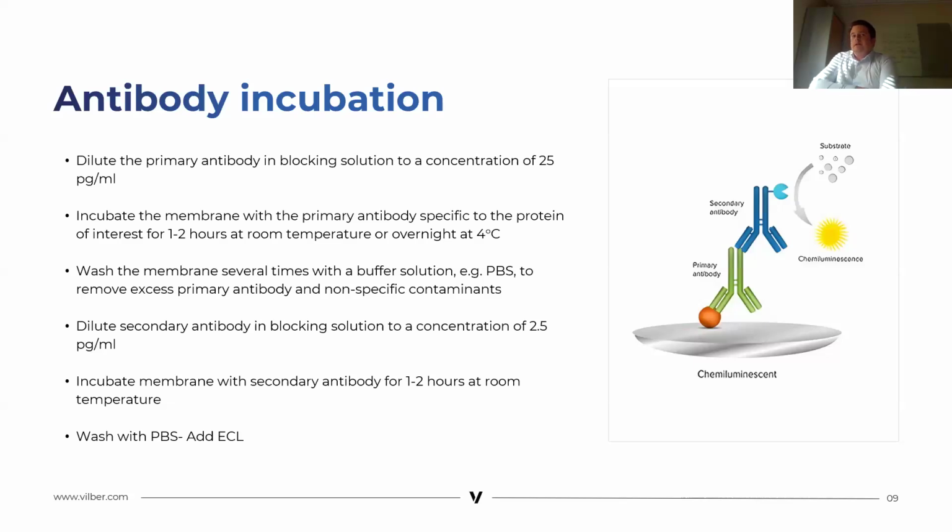And the last step is the antibody incubation. So first, we dilute the primary antibody in the blocking solution to a concentration of 25 picogram per millimeter of antibody. And then we incubate the membrane with this primary antibody. You can incubate your membrane for 1 or 2 hours at room temperature or overnight at 4 degrees Celsius.